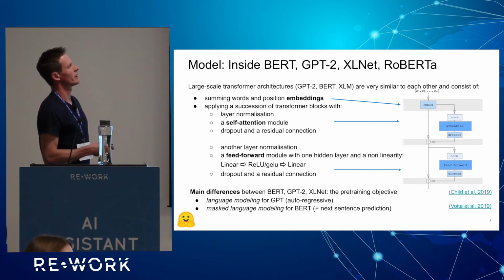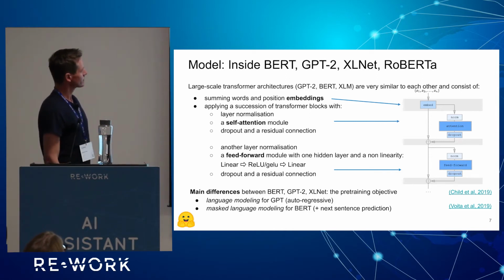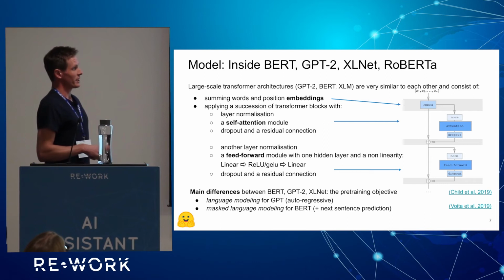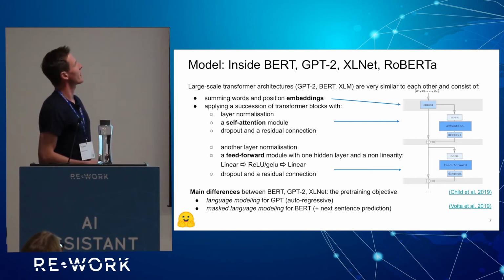For some of them, like the famous OpenAI GPT-2, it's causal language modeling, which means the model will learn to predict the next word given the previous words. And for some of them, like BERT or RoBERTa, it's masked language modeling, which means we'll mask some words in the input sequence, and the model will try to rebuild these words from the context.